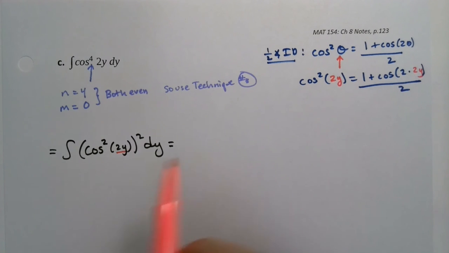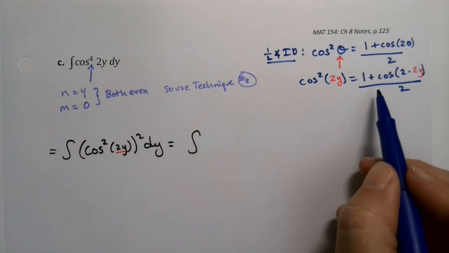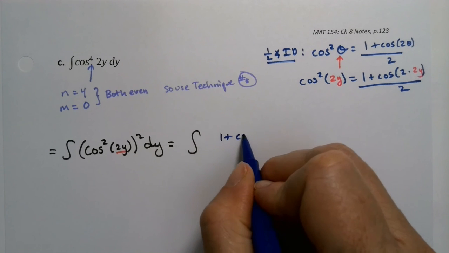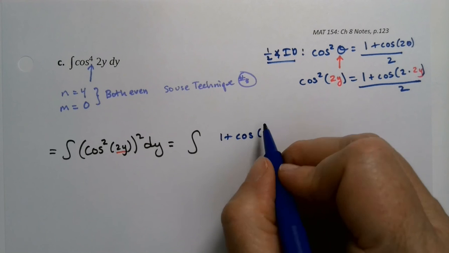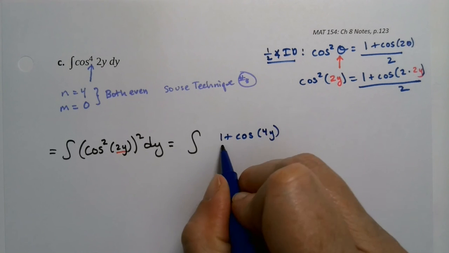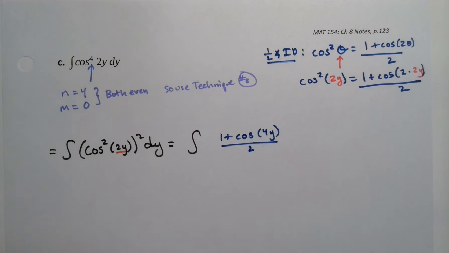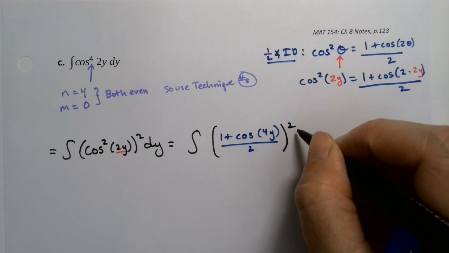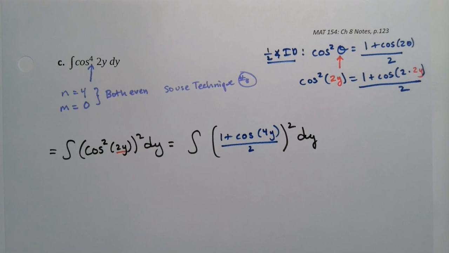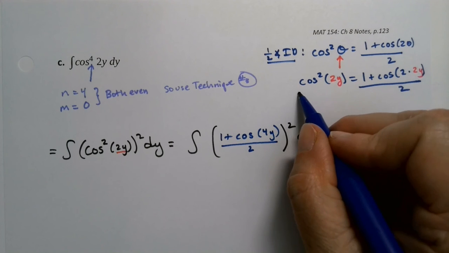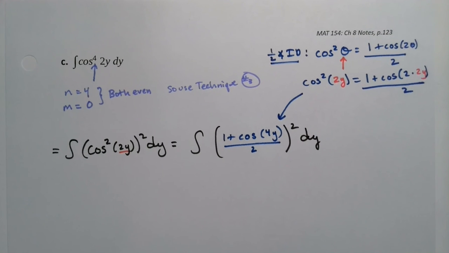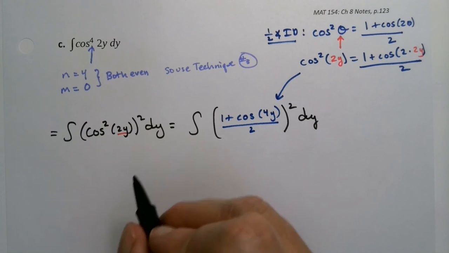So that's what I'm going to use. I'm going to say that this is equal to the integral of, and where there was cosine squared, I'm now going to use this. So 1 plus cosine of 4y over 2, all squared. And that's because of the half-angle identity. All right, now I know that seems like that's not helping at all, but it is.